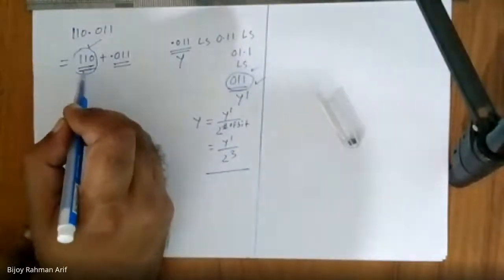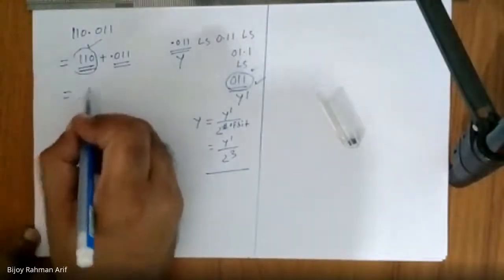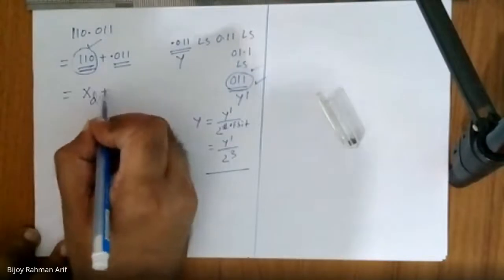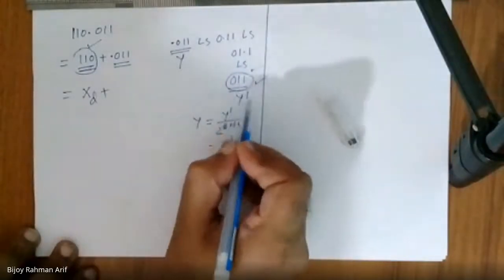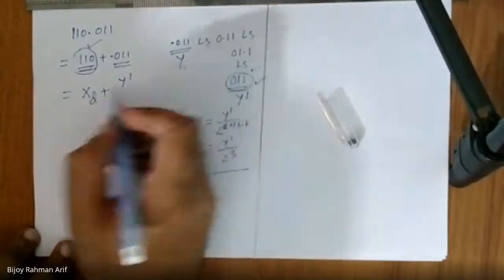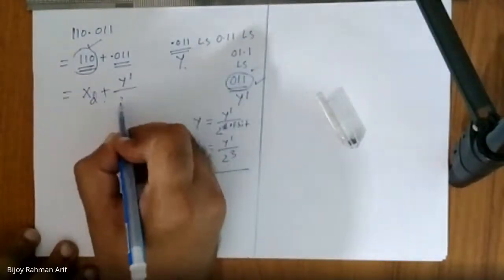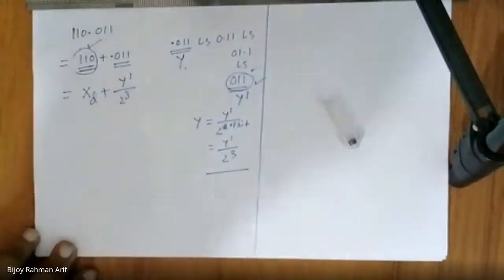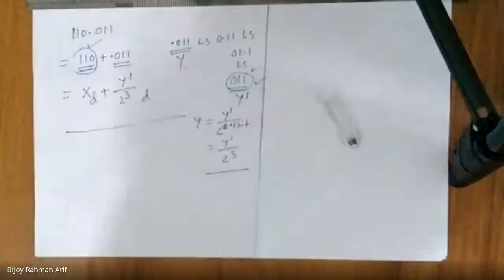Good. Now, if you know the decimal equivalent of this, it is x, let's say, and you know the decimal equivalent of this is y dash. That means you have to find y. So how can you find y? Divided by 2 to the power 3. Simple. So this is the case. This is the formula.